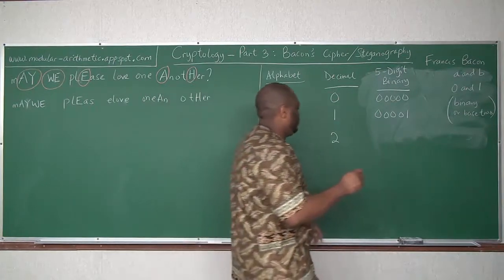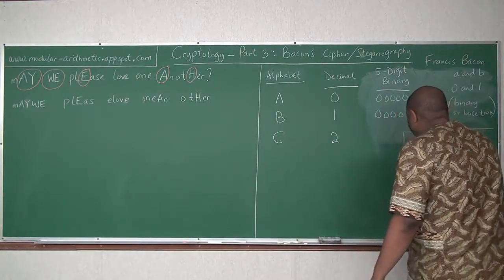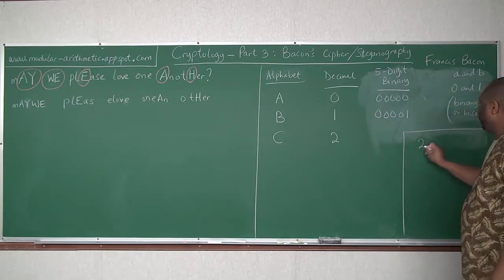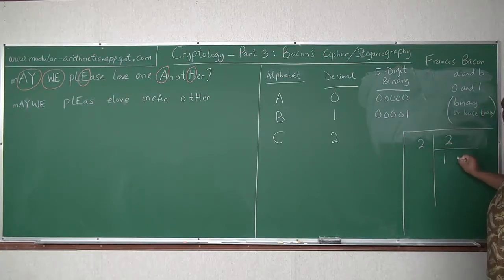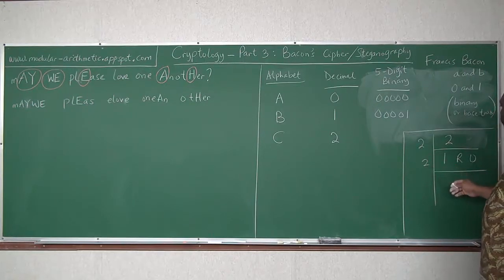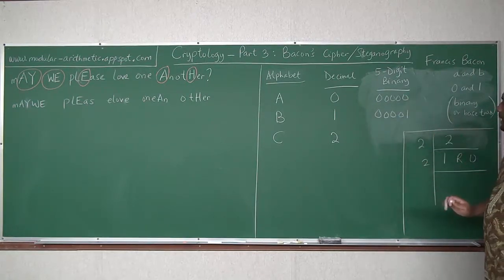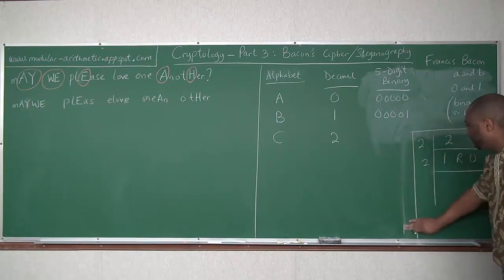You have to do it down, and you can use the calculator to verify what I'm doing now. So we convert 2 in base 2. 2 into 2 is 1, remainder 0. We want to convert 2 in decimal to binary, okay? That is what we want to do, 2 in decimal to binary.